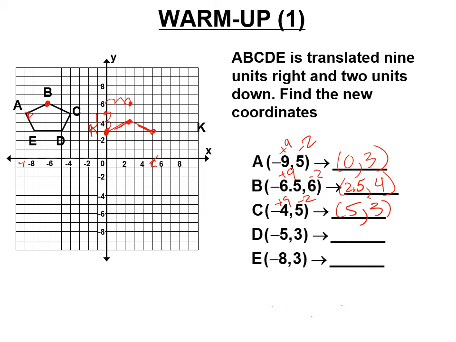And then E, we end up at 4, positive 1. 3 minus 2, 4, 1. That's D prime, C prime, B prime. And last but not least, E prime must be right there. Again, I'm not the neatest. It says it's at 1, 1. Is that correct? We add 9, subtract 2. Yeah, we're at 1, 1. So there's the tricky part, though. -6.5 plus 9 is 2.5.